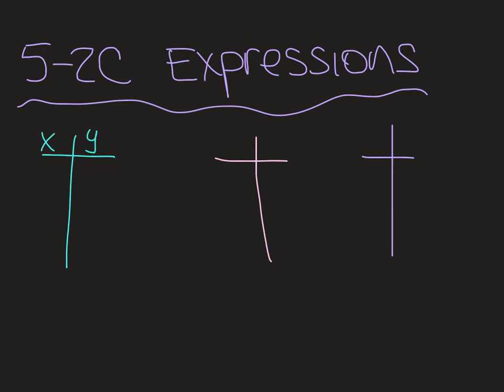If I have a table where x is 1, 2, and 3, and y is 8, 16, and 24, can you figure out the rule? What am I doing every time to 1 to get an 8? What am I doing to 2 to get a 16? Remember that you could also look over here and say, how much is it going up? And that helps you out.